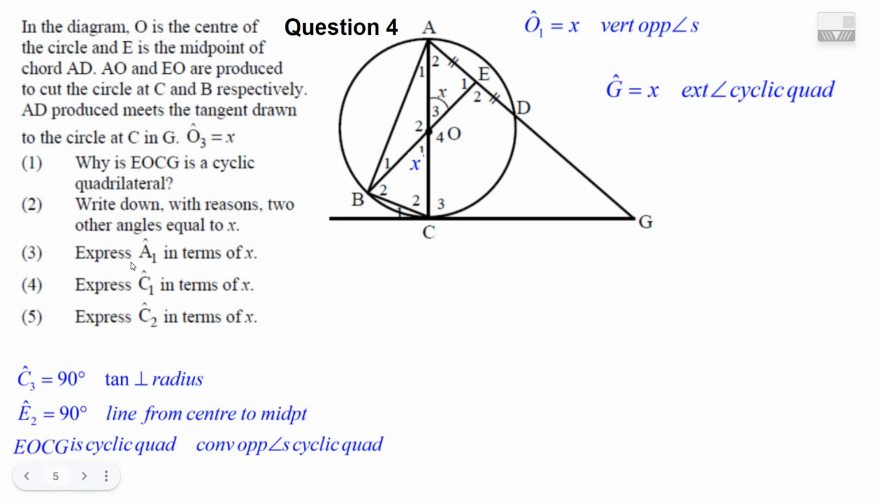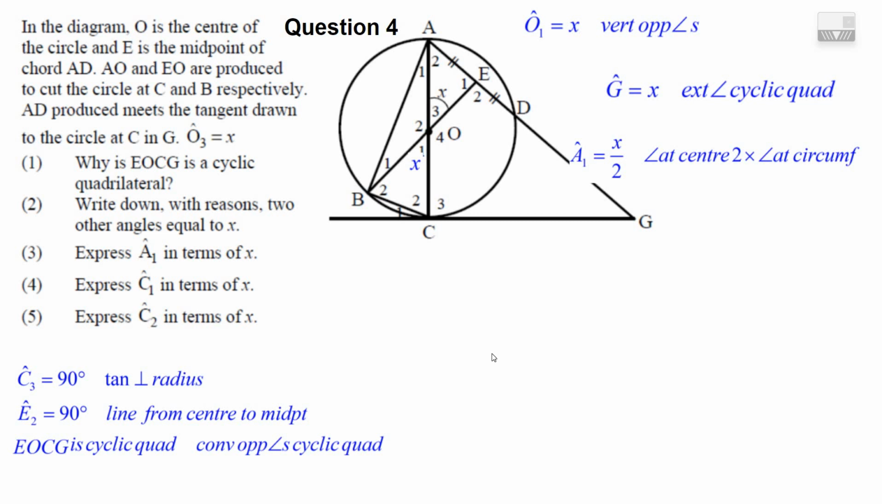Now, how are we going to find A1 in terms of X? Well, here's an angle at the center X, and this A1 up here is opening up to the same segment that's opening up from the center. It must be half, X over 2. In fact, that's what A1 is, X over 2, because the angle at the center is twice as big as A1, an angle at the circumference.